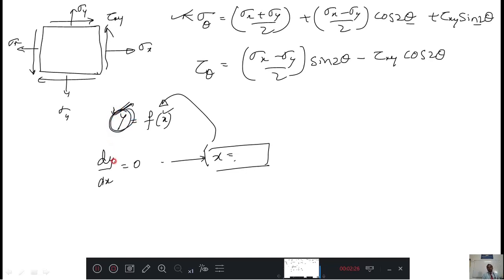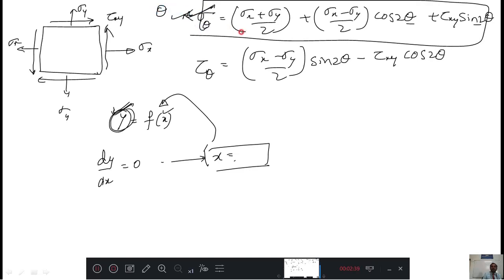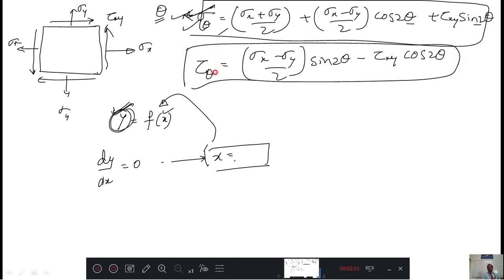This is mathematics. The same way I need to do here to get the maximum principal stress. For maximum normal stress, I have to differentiate this entire equation with respect to theta and equate to 0, then get the value for theta, and that theta substitute back in this equation, you will get the sigma 1 and sigma 2 values. The same procedure I need to repeat for this also. Differentiate with respect to theta and equate to 0, get the condition for theta, that theta substitute back in this equation, you will get the answer. Okay, now that we are going to do it.